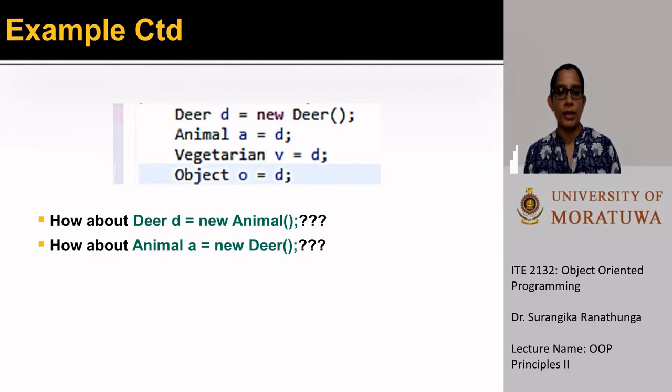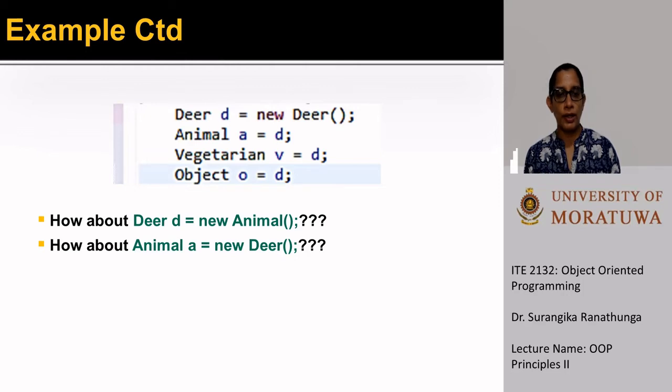So what does that mean? A variable of superclass, in this case a variable of type Animal, has been assigned an object of the subclass. What is this subclass? Deer. Same with Vegetarian b = d, that means a variable of the interface Vegetarian has been assigned an object of a class that implements this Vegetarian interface. So if you look at the last two questions, Deer d = new Animal, Animal a = new Deer, which is correct, which is wrong?